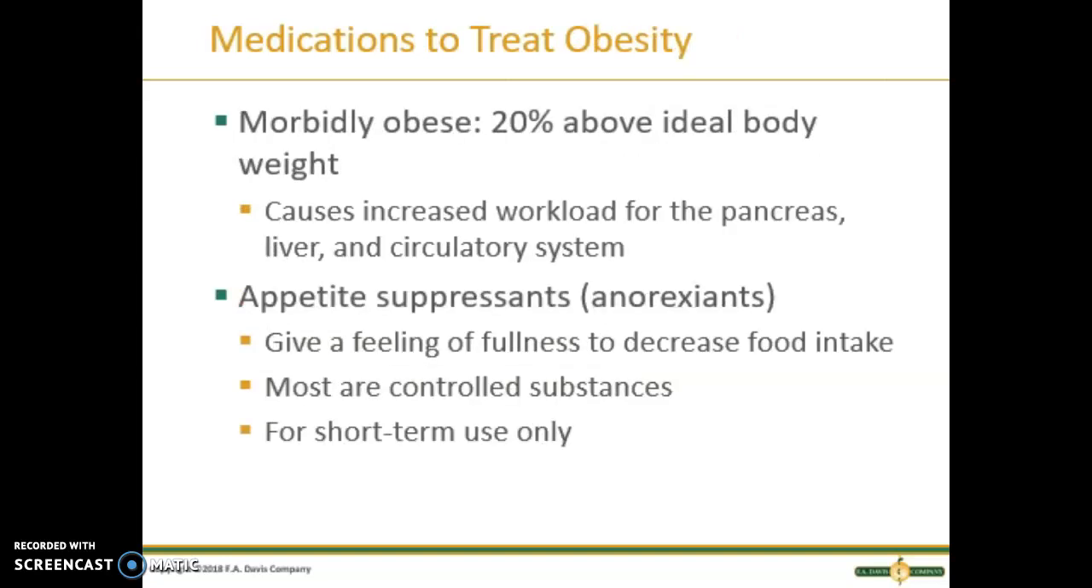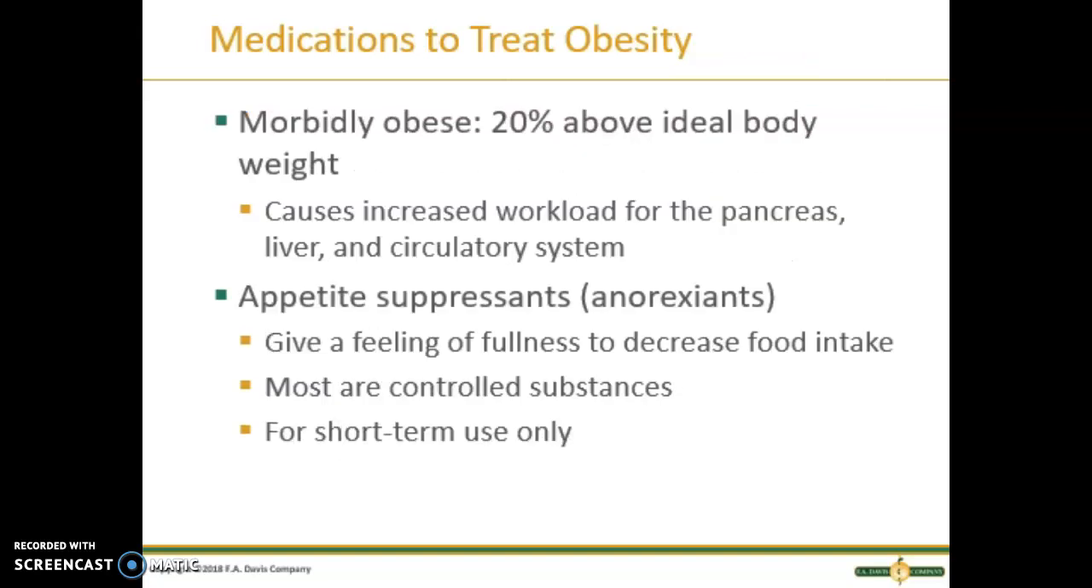Obesity has many causes. So these causes include metabolic abnormalities, overeating, insulin resistance, and sedentary lifestyle. So a morbidly obese person weighs 20% or more than his or her ideal body weight. If lifestyle changes are not effective in causing weight reduction, anorexiants are sometimes prescribed. And anorexiants give a feeling of fullness and sometimes create nausea to decrease food intake.